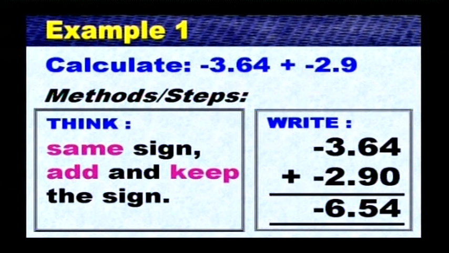Now, if you look at this example, we have only one step there. Because we are adding two same signs, we add the numbers and keep the sign. So our answer will be negative 6.54. Now let us look at another example.